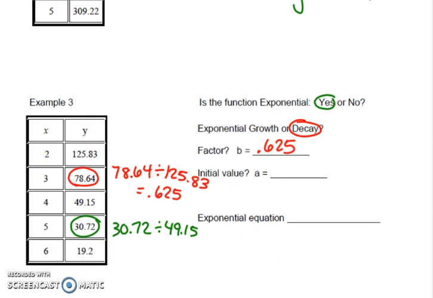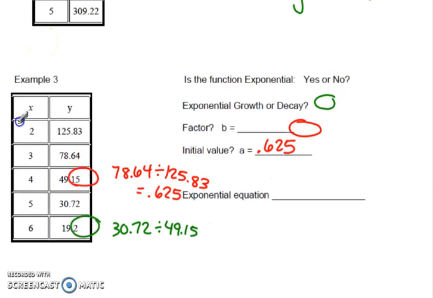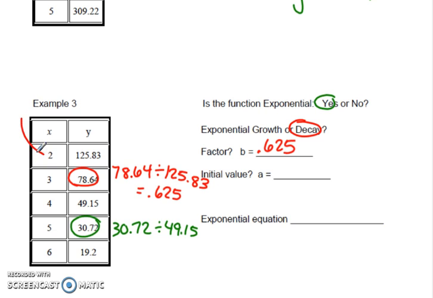So now I need to find my initial value. This is going to be a little bit tricky because they did not give me when x is 0. I actually have to go back twice. So in this case, if I go back once, I would be at x equals 1. And so I'm going to go back here first. So notice they were dividing by 0.625 because it kept getting smaller. So when I go backwards, I'm going to actually times by 0.625. So 125.83 times 0.625.